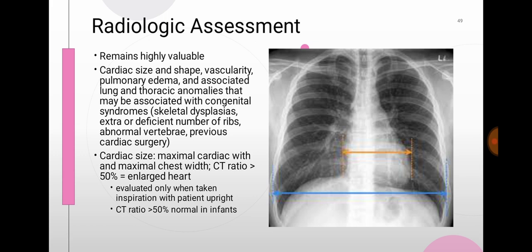It's because sometimes the films are obtained while they're lying down. The heart is like that, so it's more spread out. They have small thoracic cavities in relation to the heart. So that's why it appears big as compared to the thoracic cavity.